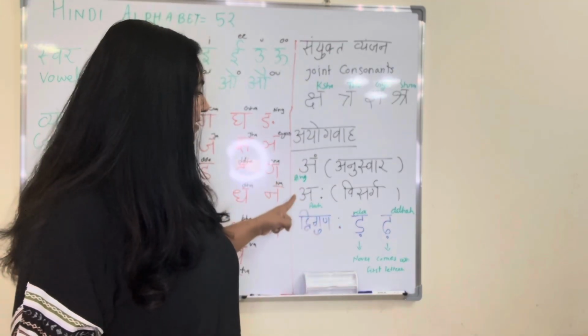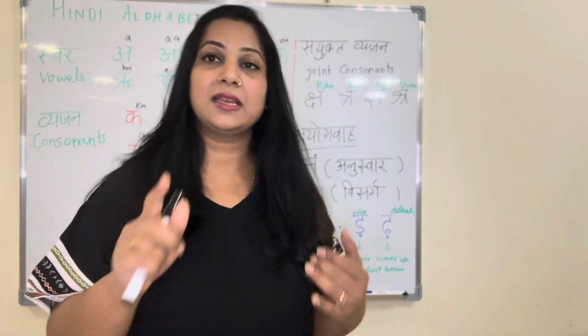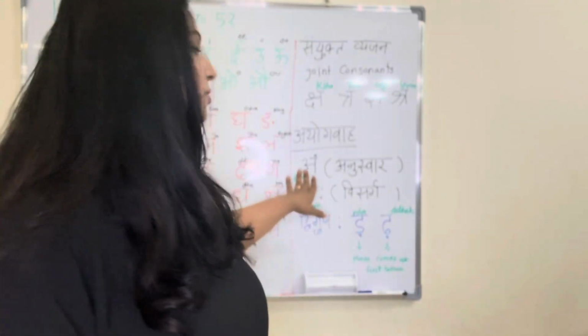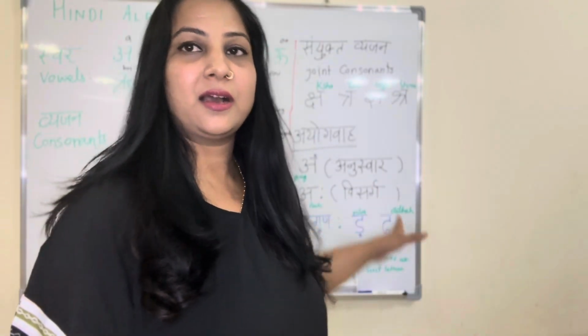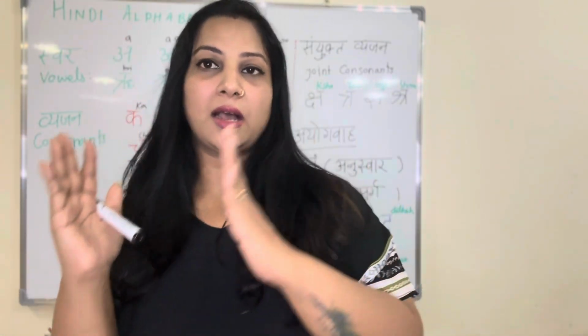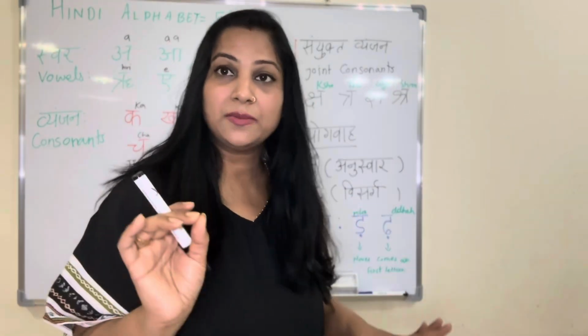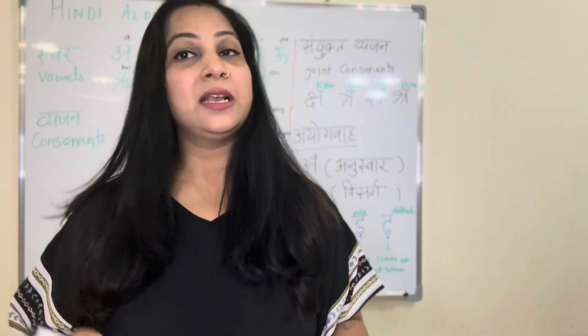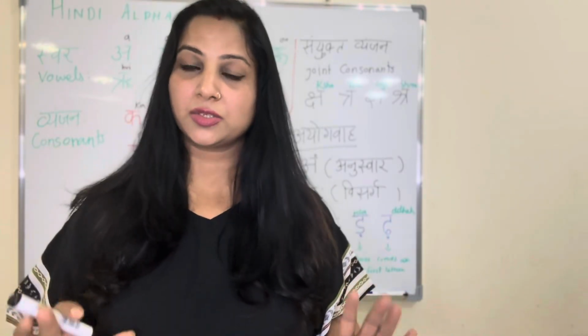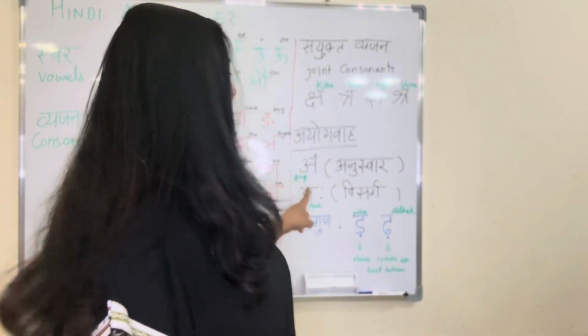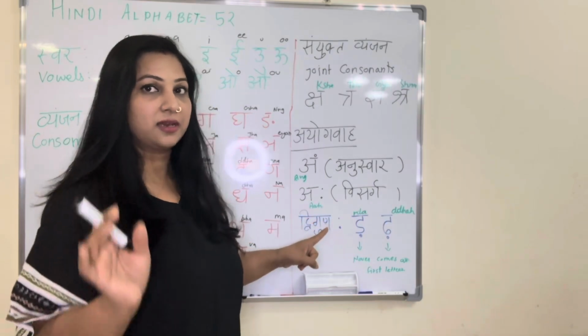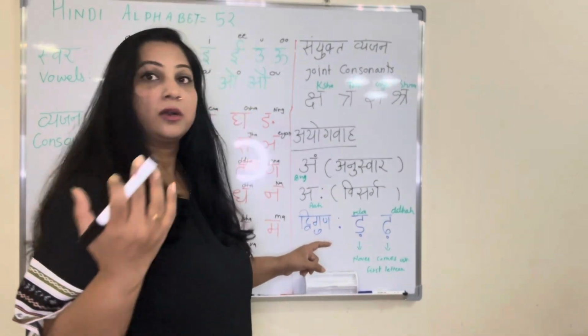Some people still think that there are 13 vowels because they include these also, but actually they are not vowels, they are called Ayogva. They are not free. Swar means completely free, they don't need the support of any consonant or any other letter, but these are not free. They need the support of either consonants or swar.